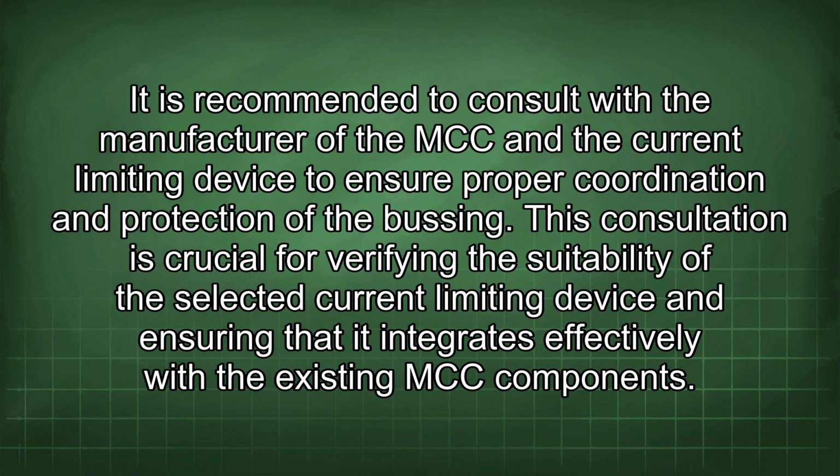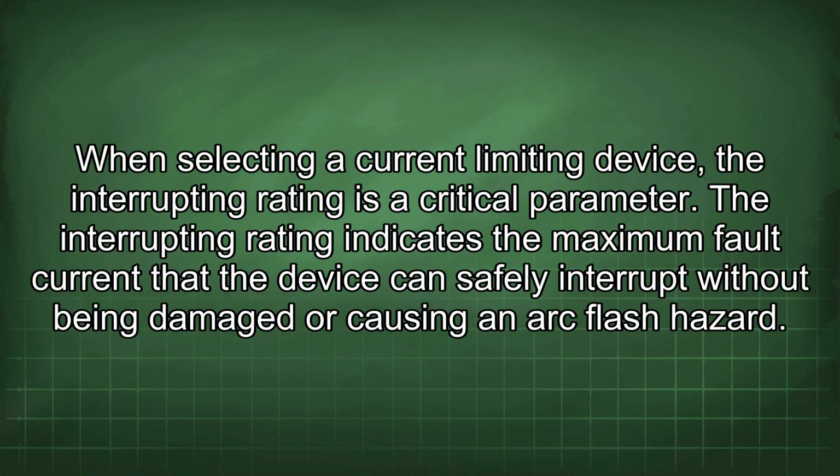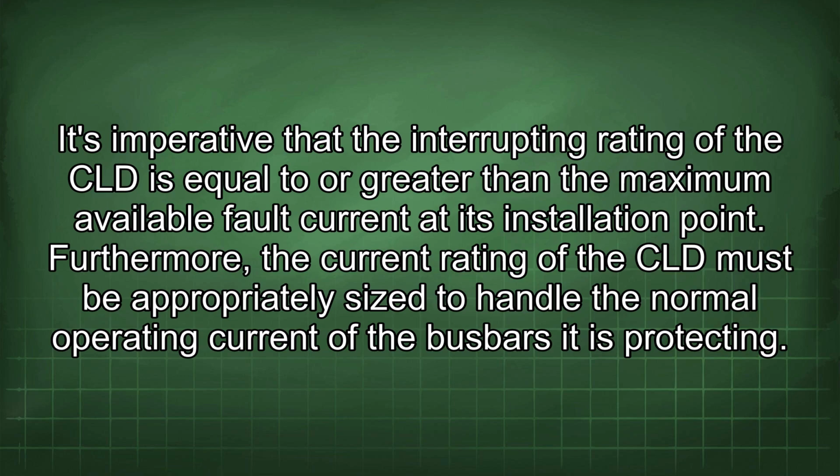This consultation is crucial for verifying the suitability of the selected current limiting device and ensuring that it integrates effectively with the existing MCC components. When selecting a current limiting device, the interrupting rating is a critical parameter. The interrupting rating indicates the maximum fault current that the device can safely interrupt without being damaged or causing an arc flash hazard. It's imperative that the interrupting rating of the CLD is equal to or greater than the maximum available fault current at its installation point.